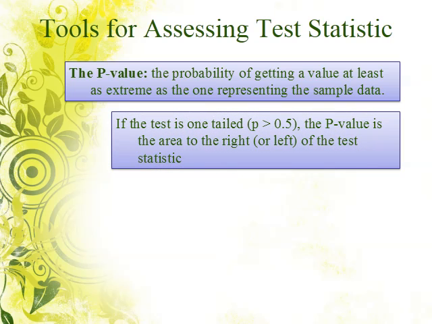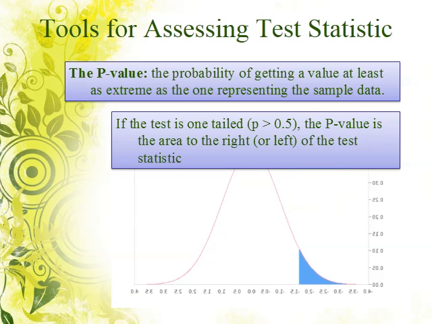If the test is one-tailed and p is greater than something, then the p-value is the area to the right of the test statistic. However, if it's a left-tailed test, then we'd say the p-value is the area to the left of the test statistic. So for example, if I had a test statistic that gave me a test value here, the area to the right of that test statistic would be my p-value.